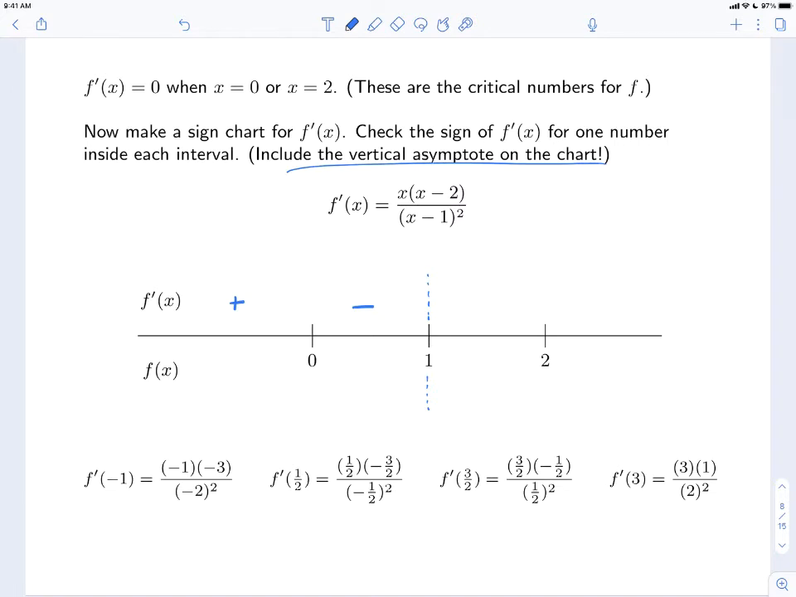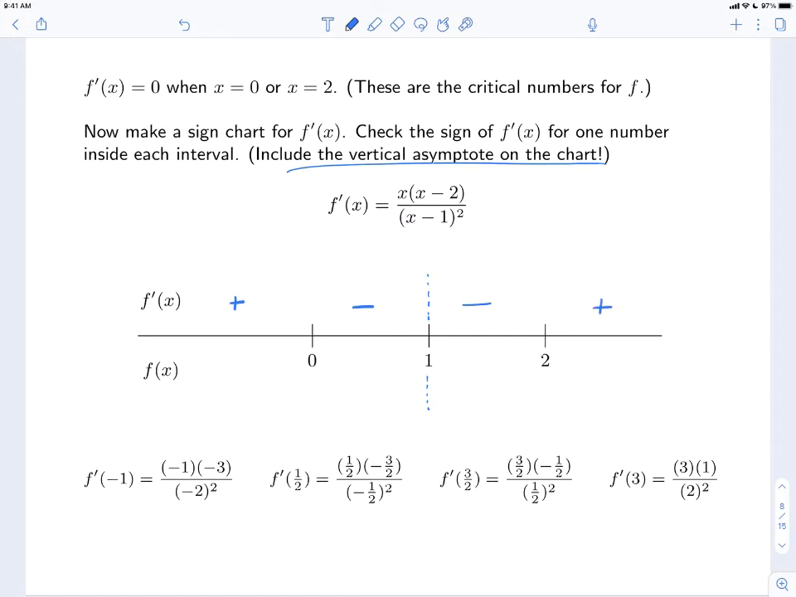Okay, now here's the question. Does the sign of the derivative change as we go from the left of 1 to the right of 1? If you plug in something between 1 and 2, for example, 3/2, f prime at 3/2 is 3/2 times a negative 1/2 divided by 1/2 squared, and that's negative. So the sign doesn't change actually. Okay, now we pick something to the right of 2, like 3. So f prime of 3 is 3 times 1 divided by 2 squared, so that's positive.